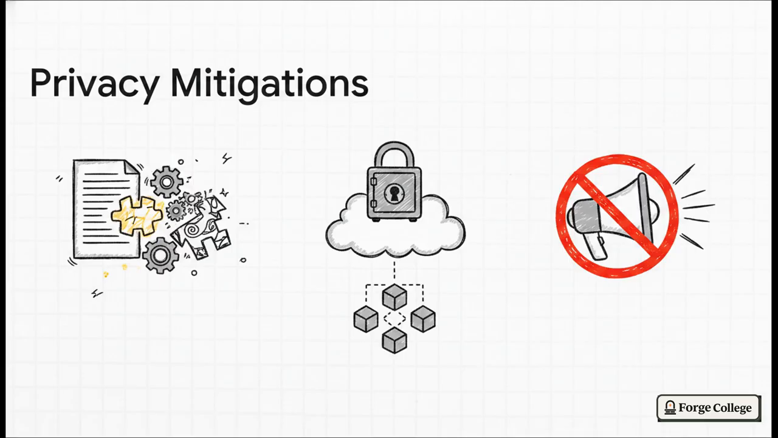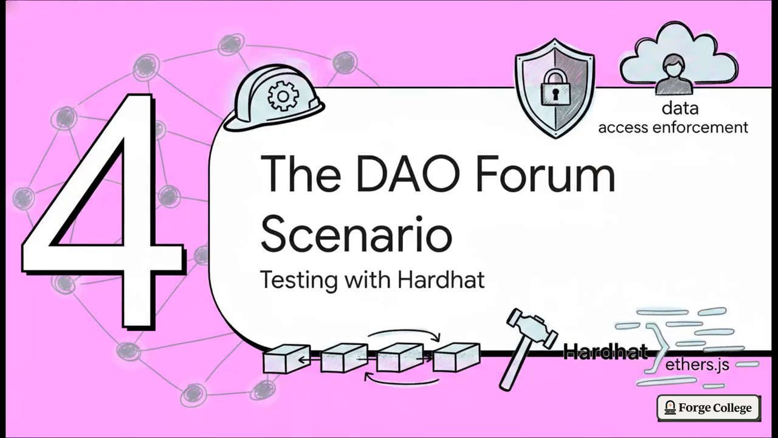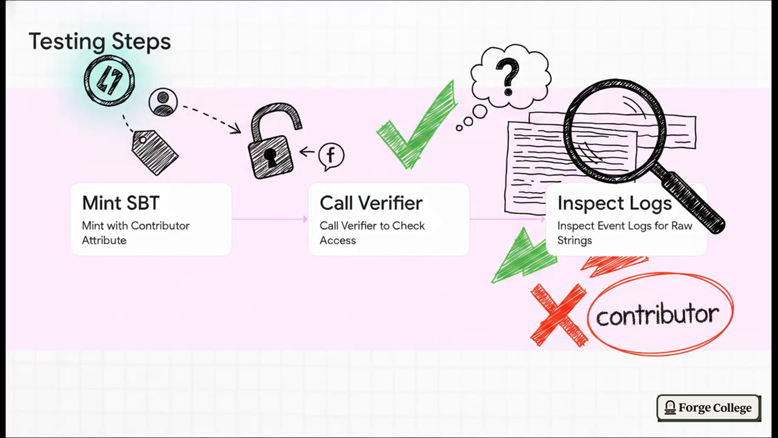We write tests to make sure these mitigations are actually doing their job. Let's look at the DAO forum scenario, testing with Hardhat and Ethers.js. Let's look at how we practically interrogate the code in a real-world test environment using these standard, popular developer tools. Here are the concrete steps we take in our test script.